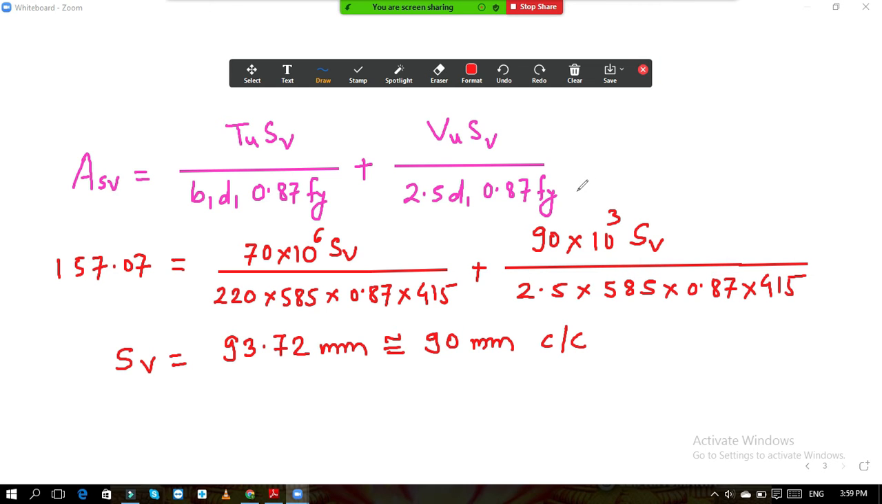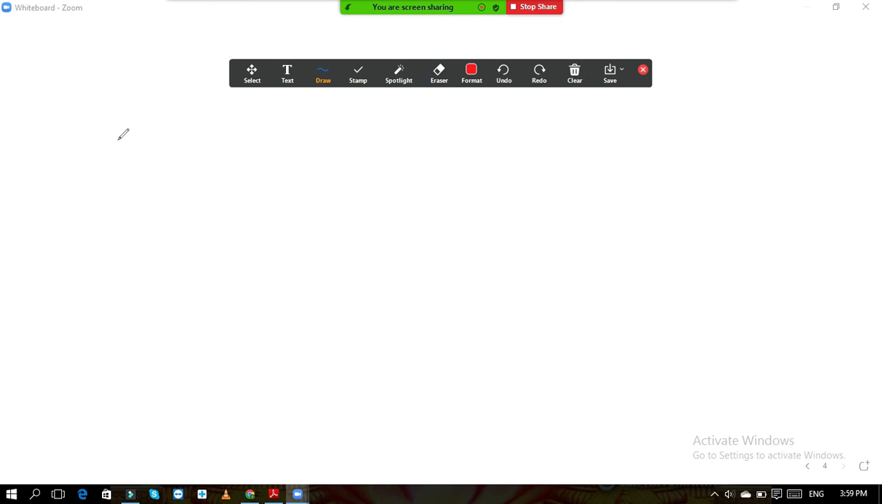Now we should check the clause for minimum shear reinforcement also. So for minimum spacing, that is ASV again. By using the same clause, again ASV is equal to, what is the formula? So it is tau VE minus tau C, tau VE minus tau C.